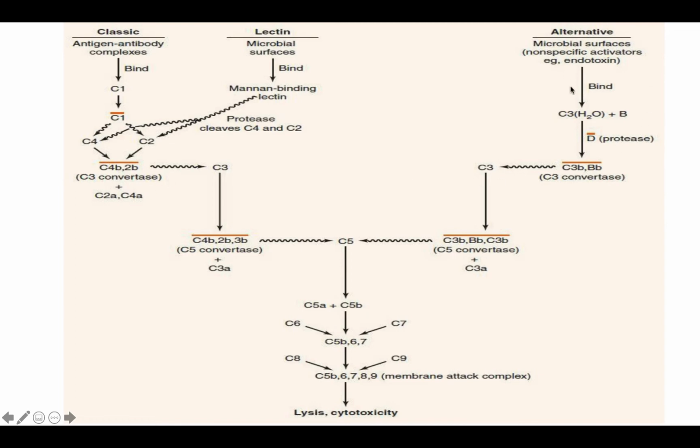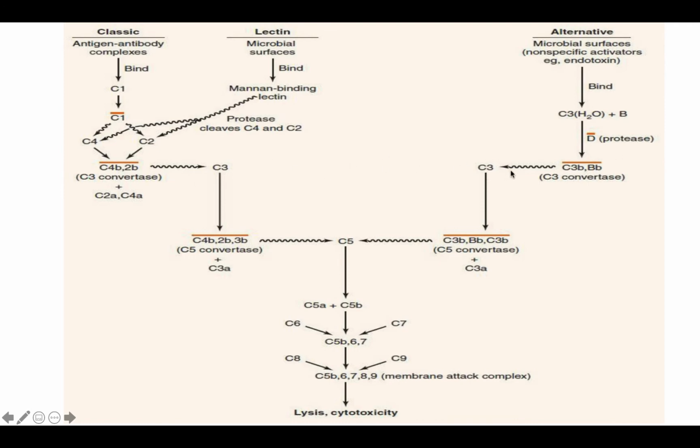Now in the alternative pathway, you have the microbial surfaces, non-specific activators, for example endotoxin. They will bind to what is called C3 with water, plus factor B with a protease, factor D. Both of them will break down C3 into C3A and C3B, and break down B into BA and BB. So the BB with the C3B gives another form of the C3 convertase. So now you end up with two forms of C3 convertase. This is where all things converge.